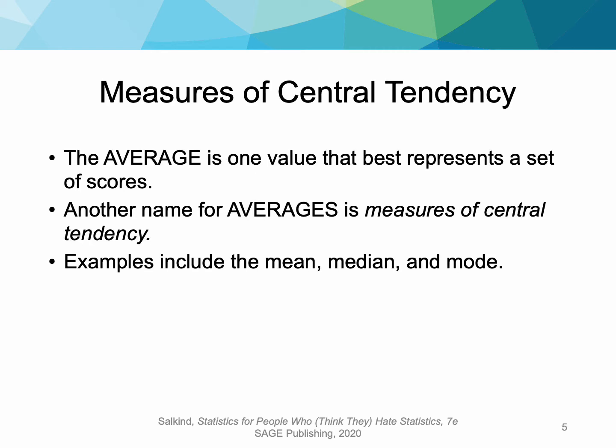So measures of central tendency. The average is one value that best represents a set of scores. Another name for averages is measures of central tendency. Examples of this would be the mean, the median, and the mode.